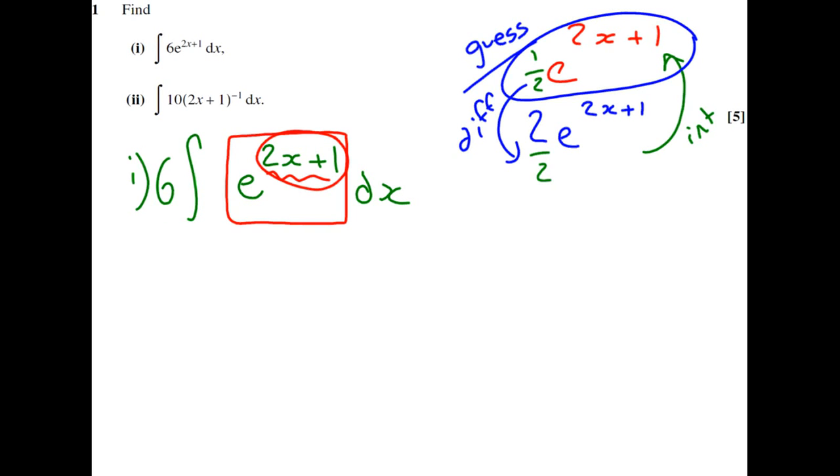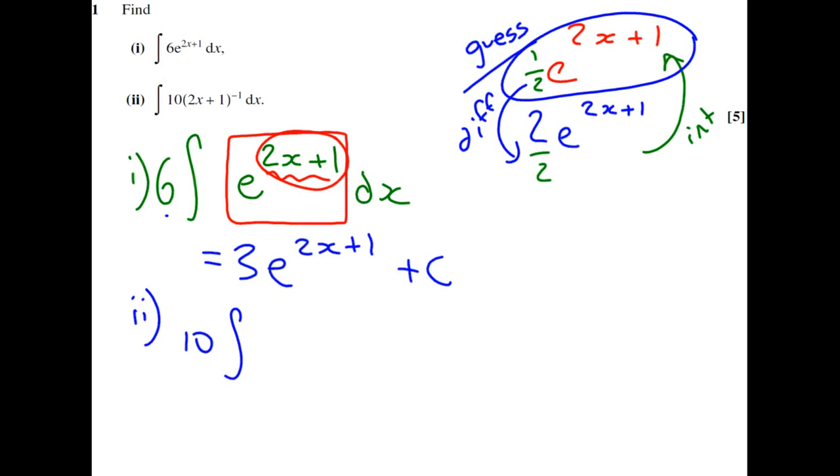And don't forget the 6. 6 times a half is 3. So you get 3e to 2x plus 1. Do not forget plus c. Part 2. So again, I'll take the 10 outside. Integral of 2x plus 1 to the minus 1. Now from Core 1 you know a different way to write that. 1 over 2x plus 1 dx.